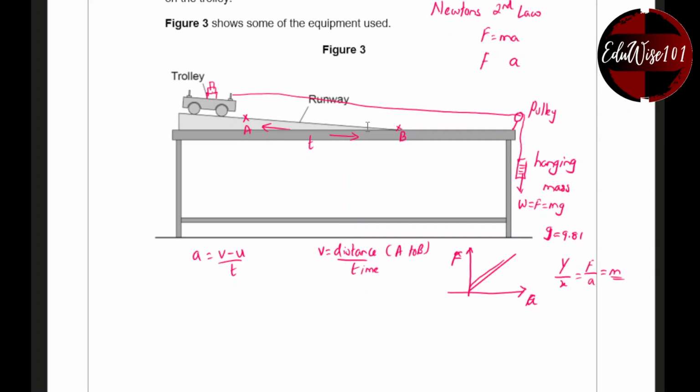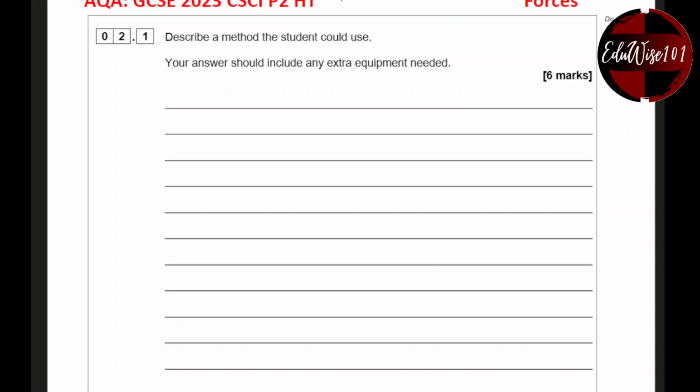Now you could also use a light gate to measure the speed at A and then another light gate to measure the speed at B and work out the acceleration using the light gate itself. So here's how you would write an answer. First of all, you need to describe how you're going to set up the equipment and then the measurements that you're going to take.